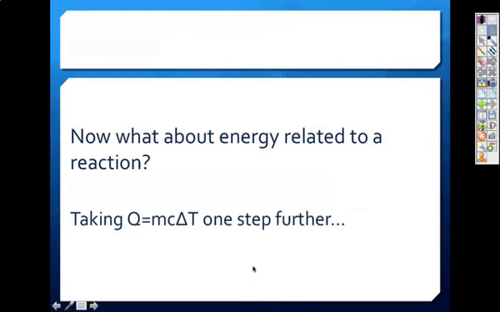So, we've talked about energy in general using Q = mCΔT, but we're in chemistry, so we want to deal with reactions. So we're going to be using kind of a teeny tiny bit of stoichiometry today. Kind of a teeny tiny bit.